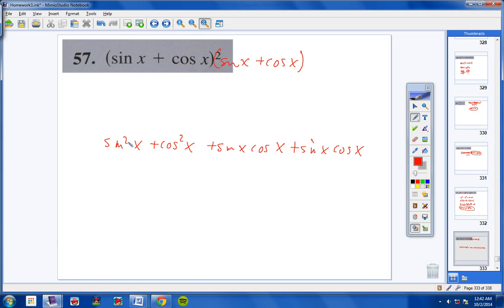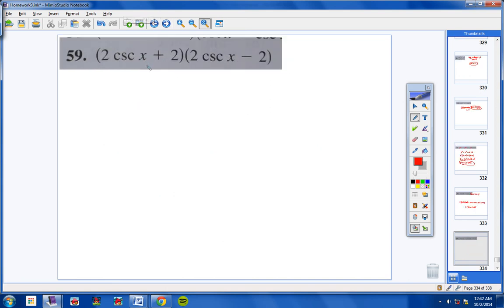And now notice I have sine squared plus cosine squared, that's 1, plus, and then I have sine x cosine x, sine x cosine x, so I can put 2 sine x cosine x. Let's see if that's the answer in the back of the book. Yes, it is. Okay. All right, number 59.